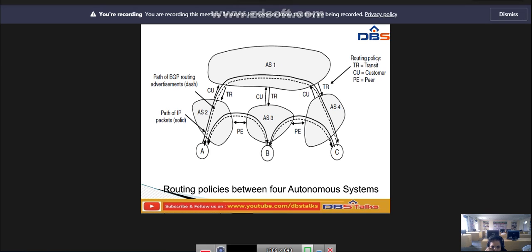After this is the incoming side. As for the outgoing side, how will it occur? In this direction, A will send the acknowledgement data to B, and after this the direction will move on. This is the routing policy between the four autonomous systems. Okay. So, this is the diagram of this.